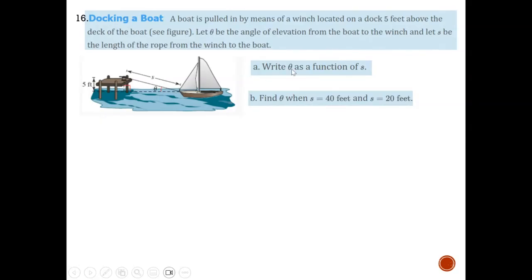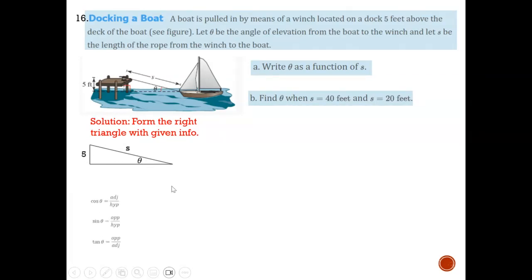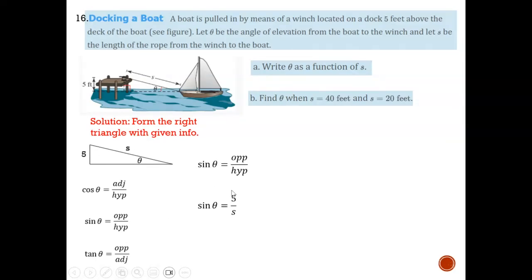First, they want you to write theta as a function of S. With what's given, I'm going to form my triangle. This is my 5, this is my theta, and that's the length of the rope, my S. So we have opposite over hypotenuse. We can use sine, because it gives us opposite over hypotenuse. So it's going to be the sine of theta equals 5 over S.